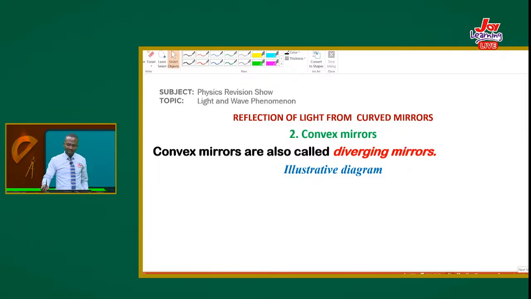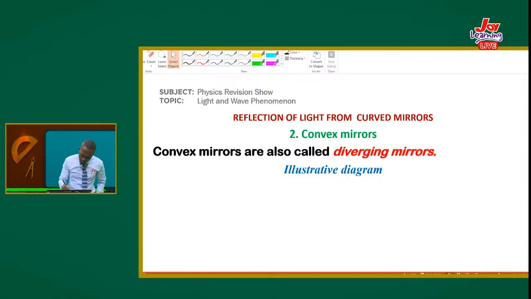Then we can quickly look at a diverging mirror, or a convex mirror. So a convex mirror is also called a diverging mirror. Why? To diverge means to move away from a point. So we all met at a point, maybe the school's physics lab. Now you want to diverge to our classrooms. We move away to our classrooms.